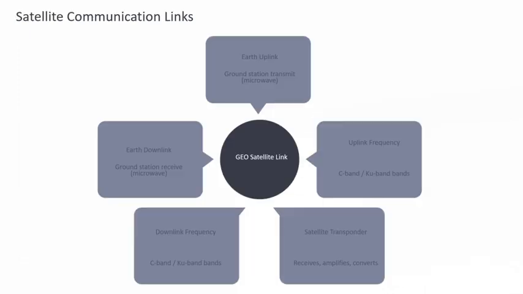Satellite communication links. First is uplink. Signal is sent from the Earth station to the satellite. Uplink frequency is higher than the downlink frequency. Then downlink. Signal is sent from the satellite back to the Earth. Satellites use microwave frequencies because they support long distances and high data rate communication.